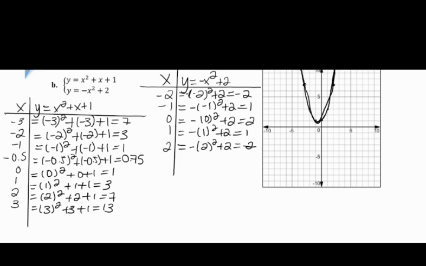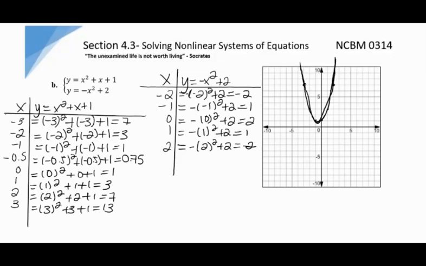So let's go ahead and plug in those points. Negative 2 comma negative 2. So here, negative 1 comma 1 right here. And then 0 comma 2 right here. 1 comma 1 right here. And 2 comma negative 2 over here. This is a parabola that's going to open down. So it's going to look like this.